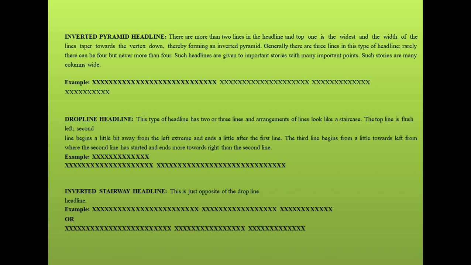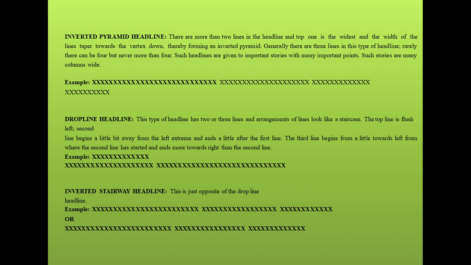This type of headline has two or three lines and arrangements of lines look like a staircase. The top line is flush left, second line begins a little bit away from the extreme left and ends a little after the first line. The third line begins a little towards left from where the second line has started and ends more towards right than the second line.